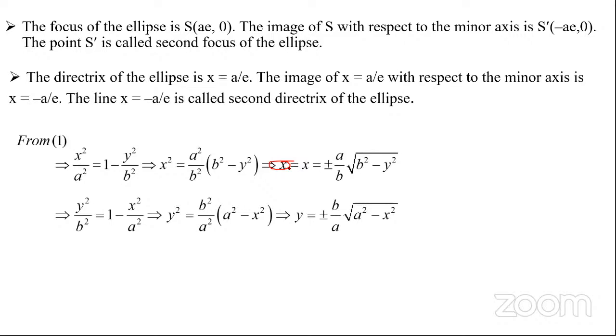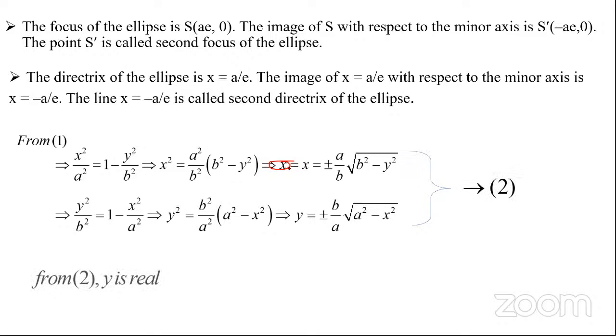Similarly, solving for y, y square by b square equal to 1 minus x square by a square, so y square equal to b square by a square into (a square minus x square), which is y equal to plus or minus b by a under root of a square minus x square. These two are taken as equation number 2.